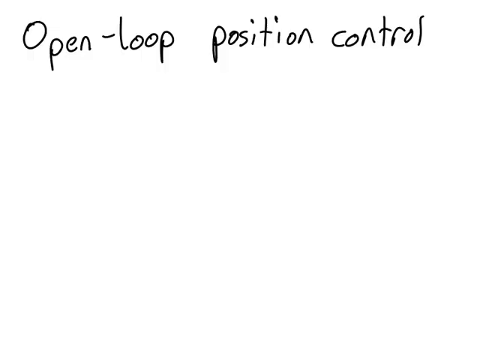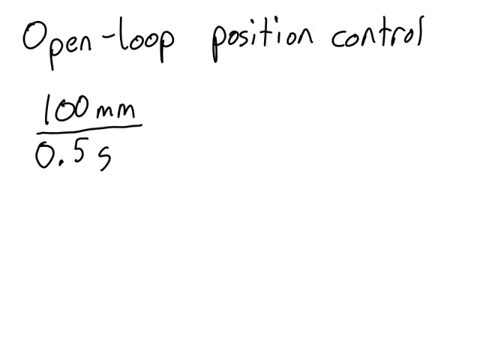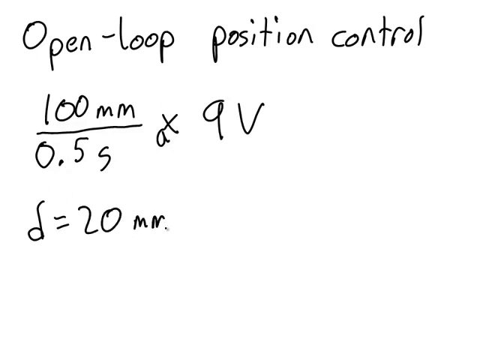For example, let's suppose that we did some tests on our motorized slide potentiometer and we found out that the slider moves 100 millimeters per 1/2 second when we apply a full 9-volt signal. Now, suppose that we went through our inverse kinematics and we found that D equals 20 millimeters for the desired X, Y, Z location of the end effector.